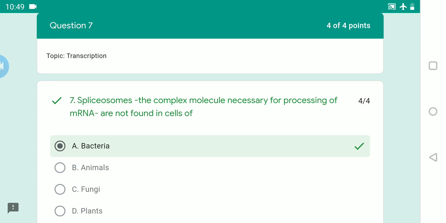The next question, the 7th one. Spliceosomes, the complex molecule necessary for processing of messenger RNA, are not found in cells of, so this is nothing but the prokaryotic cells. This is also related to transcription in prokaryotes. The very best example is bacteria. Are you getting what exactly this question is? Spliceosomes are not found in cells of bacteria, because bacteria come under the prokaryotes, but spliceosomes can be identified in eukaryotes. Did you get it?